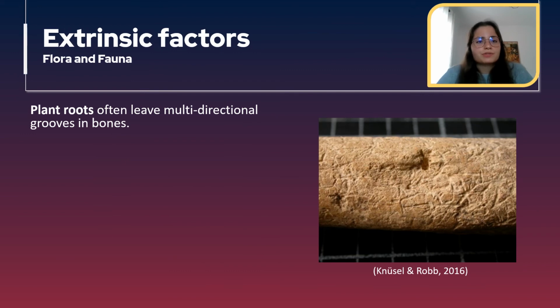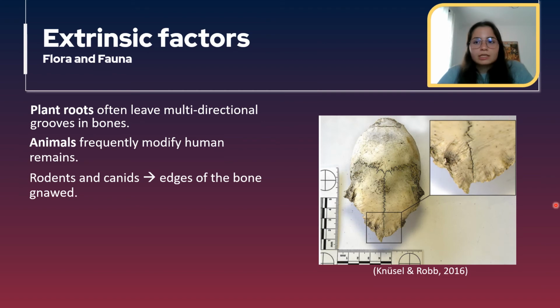So now we are going to see the effects of the flora and the fauna. Starting with the roots, they often leave multidirectional grooves in bones. As you can see in this image, these grooves here were all caused by roots. And also in long bones, the roots can get inside the medullary channel, making the bone more prone to break. The animals frequently modify human remains. Rodents and canines can leave the edges of the bone gnawed. You can see here in this image, this is the skull of a deer, and this part here that you can see in the tail has marks of the rodents.